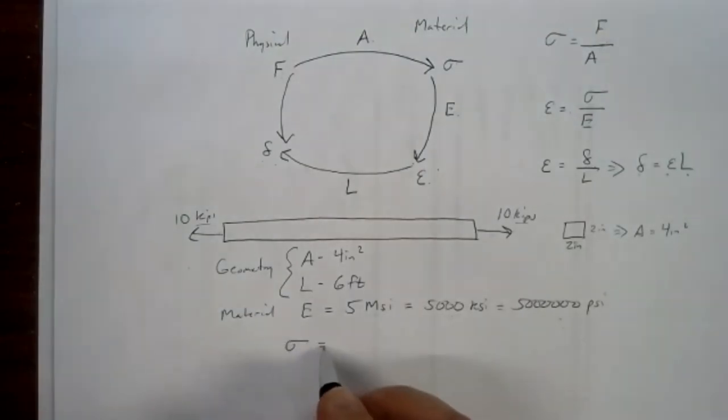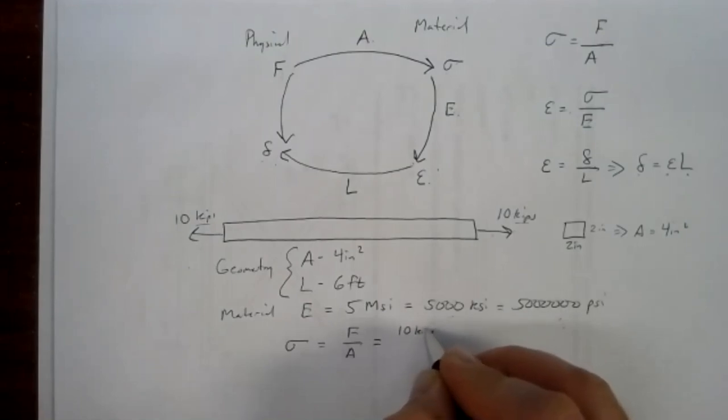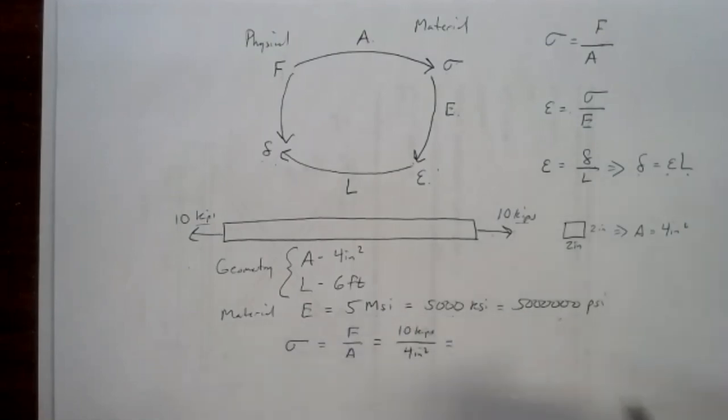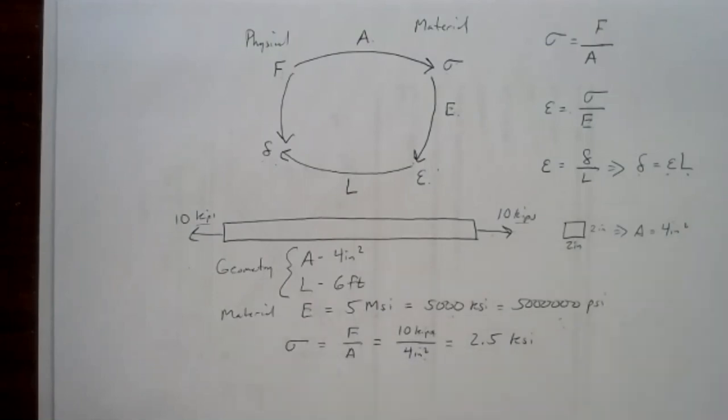Using the area, we can find the stress. So stress is force over area. And the amount of stress, we've got 10 kips over 4 square inches. So we've got 10 divided by 4, that's 2.5 kips per square inch, or KSI.